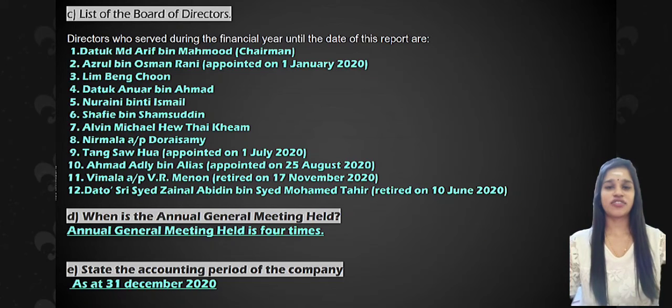C. List of the board of directors. Directors who served during the financial year until the date of this report are: number 1, Dato' Muhammad Arif bin Muhammad, chairman. 2, Azrul bin Osman Rani, appointed on 1st January 2020. 3, Lim Bang Chun. 4, Dato' Anwar bin Ahmad. 5, Nur Aini binti Ismail. 6, Shafi'i bin Samsuddin. 7, Alvin Michael Hui Thai Kiam.